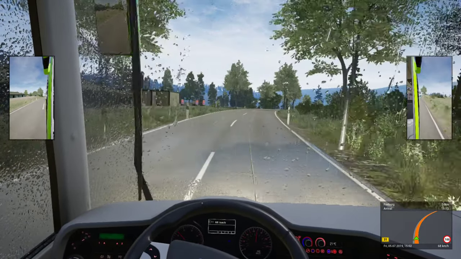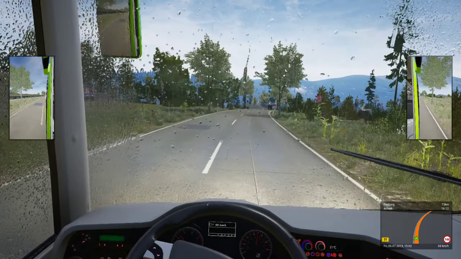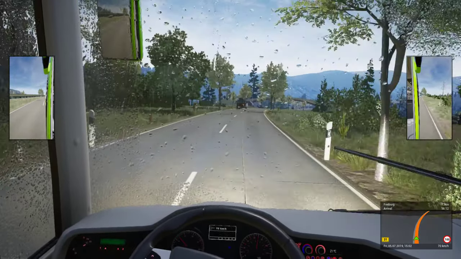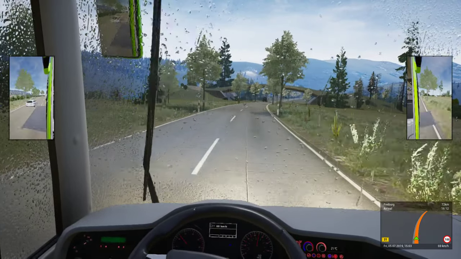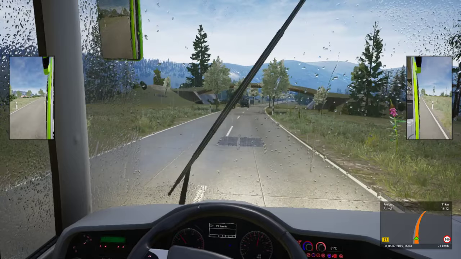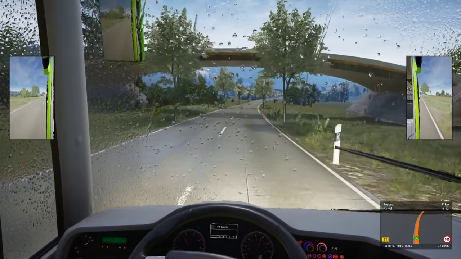I thought the sun was coming out, but I'm not sure it is. Seemed to be a bit of shadows from the trees, but the rain is still coming down, which is what rain tends to do. Go up very often.